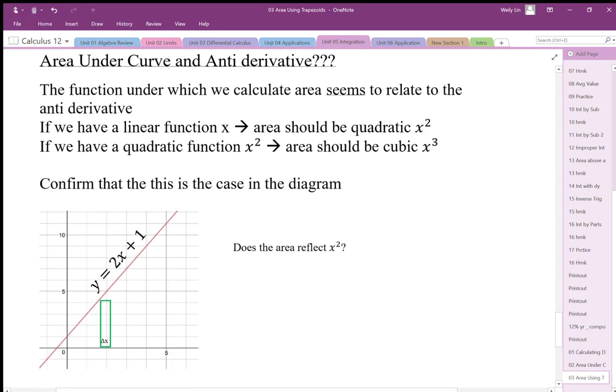And I want you to consider this. We have this linear function here. I want to find the area under this function. Okay, this area is a triangle. Well, I measure this triangle in squares. Should the area have something to do with the x squared function, which is where this derivative would have come from? Does the antiderivative have something to do with this area?